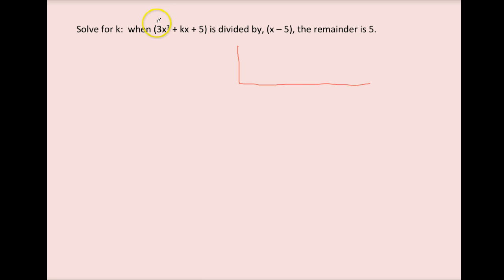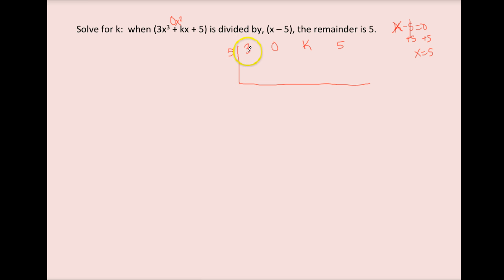Again, you set up your polynomial and make sure it's in order. So I have an x to the third. X squared should come next, and there is not one. So we replace that with a 0 for x squared. Then an x to the first power we have, and a constant we have. We write down our coefficients. So we have 3, and then 0, and then k, and then 5. We're dividing by x minus 5, but remember with synthetic division, we want to set that equal to 0 and solve so that we know which value to put outside of our synthetic division. In this case, that would be 5.